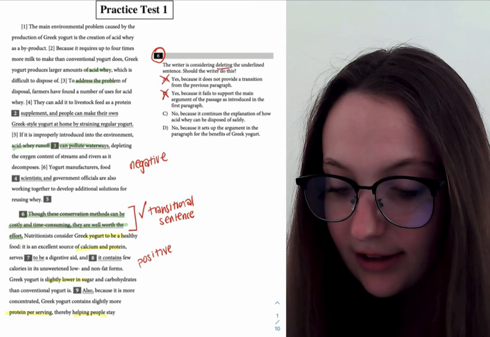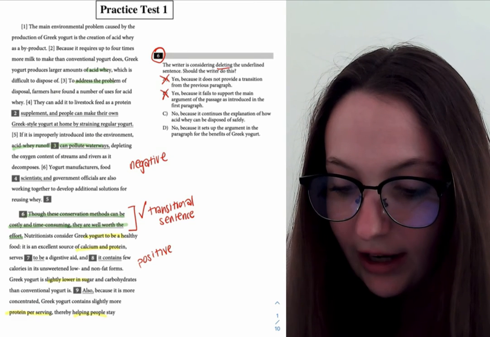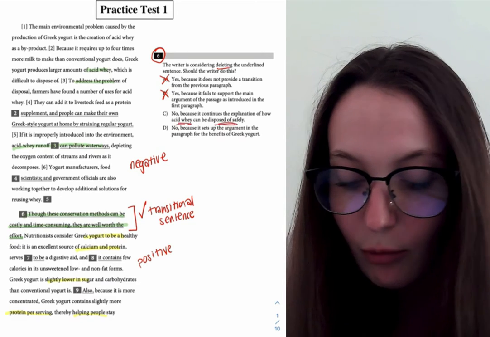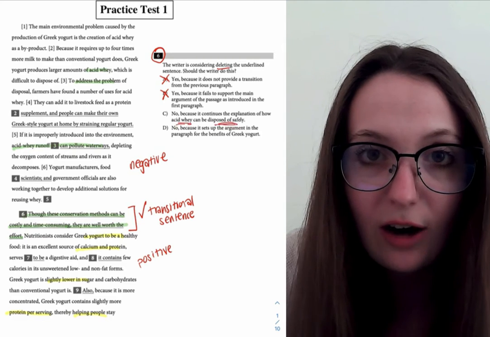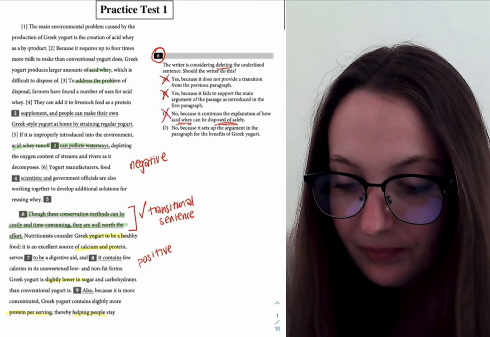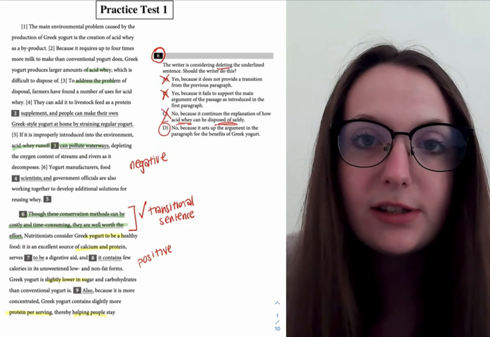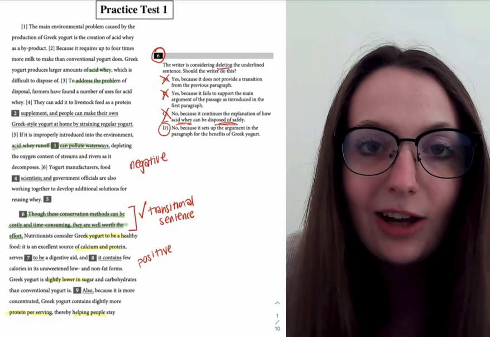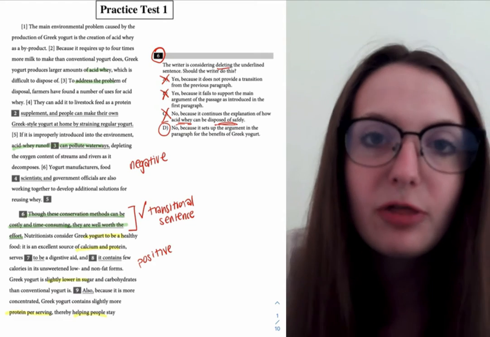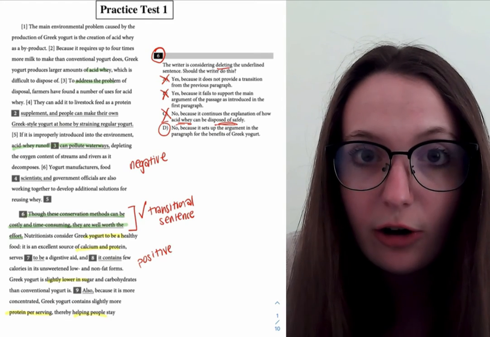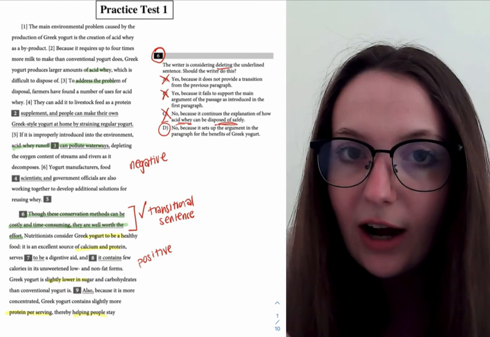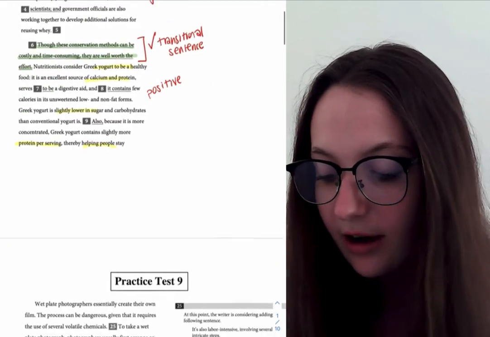C says we should not delete it because it continues to explain how acid whey can be disposed of. We're not talking about how it can be disposed of. We're done with that, so it can't be C. It's got to be choice D, no, because it sets up the argument for the benefits of Greek yogurt. It's explaining that it's annoying to deal with, but there are many reasons that we should consider working out solutions, because it provides a lot of benefits to society.